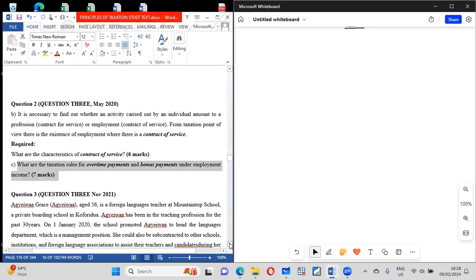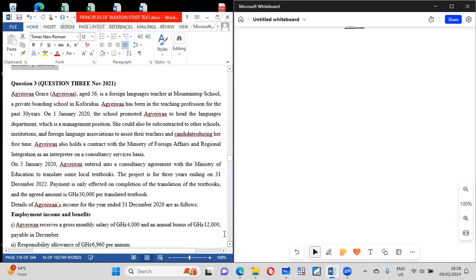Now we come to question 3, which talks about Ejewa Grace, who is 56. She is a foreign language teacher in Mountain Top School, a private boarding school in Koforidua. Ejewa has been in the teaching profession for 30 years. In January 2020, the school promoted Ejewa to head of language department, which is a management position.